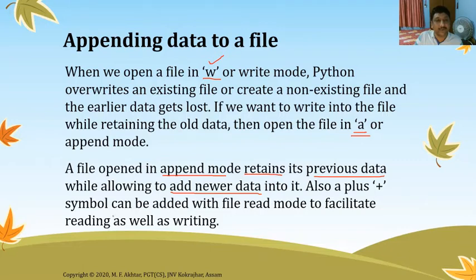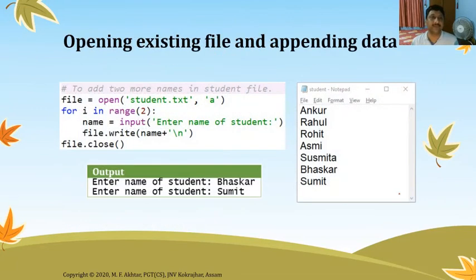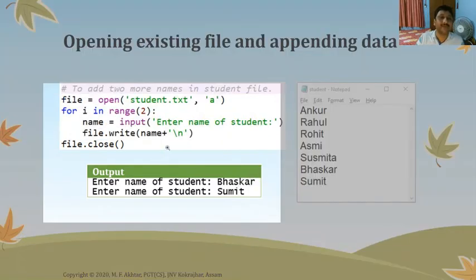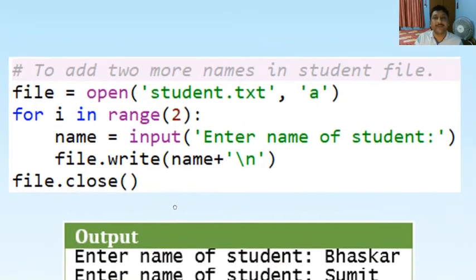Also, a plus symbol can be added with the file read mode. Suppose we want to read the file and also write something there, then we can use the plus symbol in the read mode to facilitate reading as well as writing. Append mode we can use in the same way, with the plus symbol. Here is the same thing: opening an existing file and appending some data. In the previous program we created one student.txt file and added 5 names in that file. Now we are going to add 2 more names in the student file.